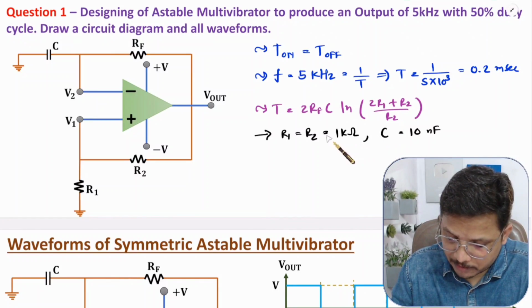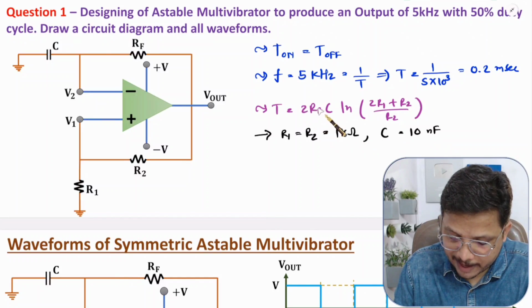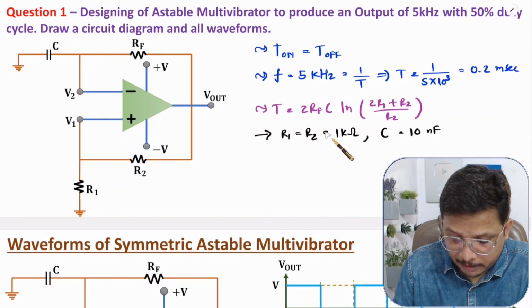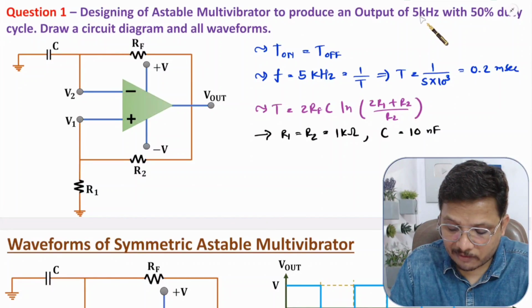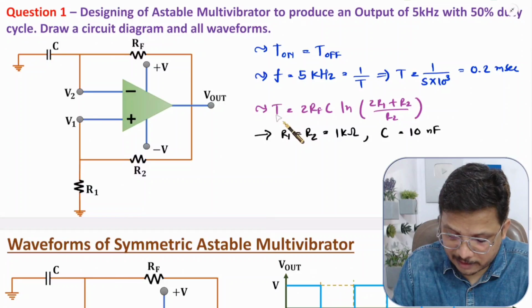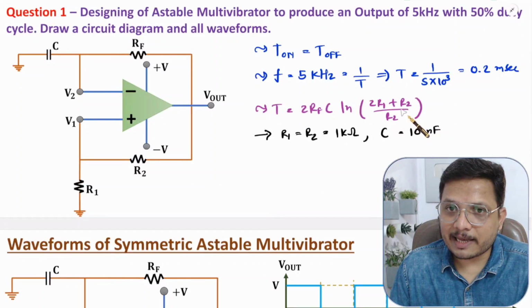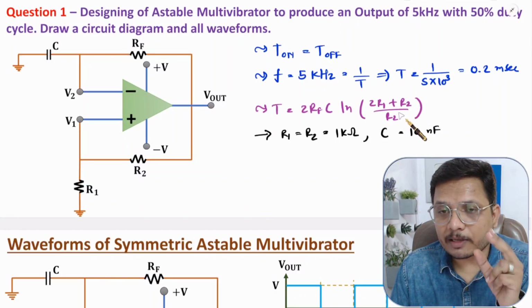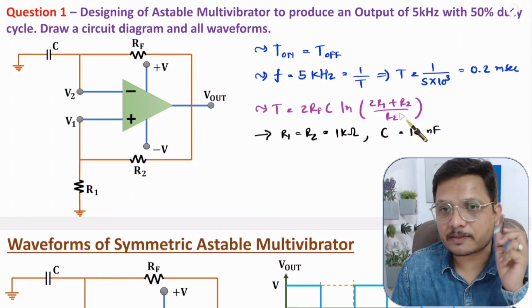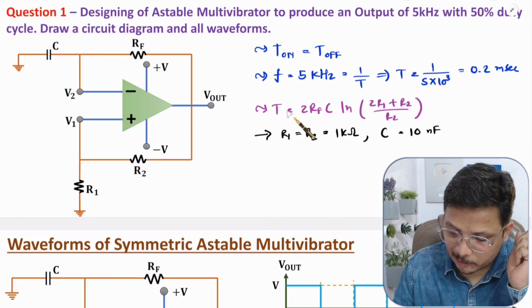So if you assume these values, you can identify value of RF. And once you identify value of RF, we will be having value of all the components that will be producing frequency of 5 kHz, and we will be using this equation. That is the equation of symmetrical astable multivibrator. So that will be producing 5 kHz of frequency which is having 50% of duty cycle. So let us calculate this.